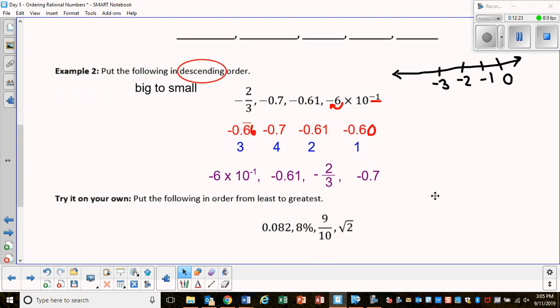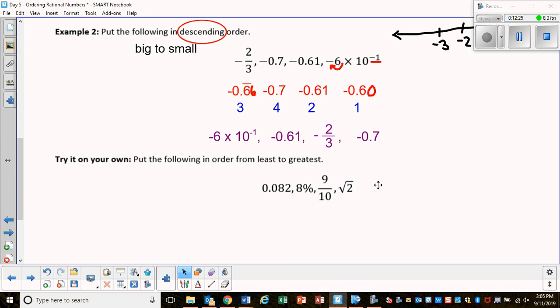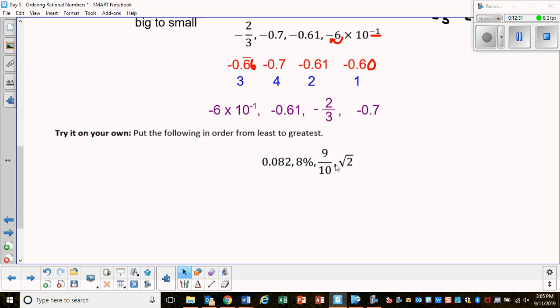Alright? You guys are going to try this on your own. You're doing least to greatest. You don't have any negatives here. So go ahead and try this on your own. We will go over the try on your owns next class.